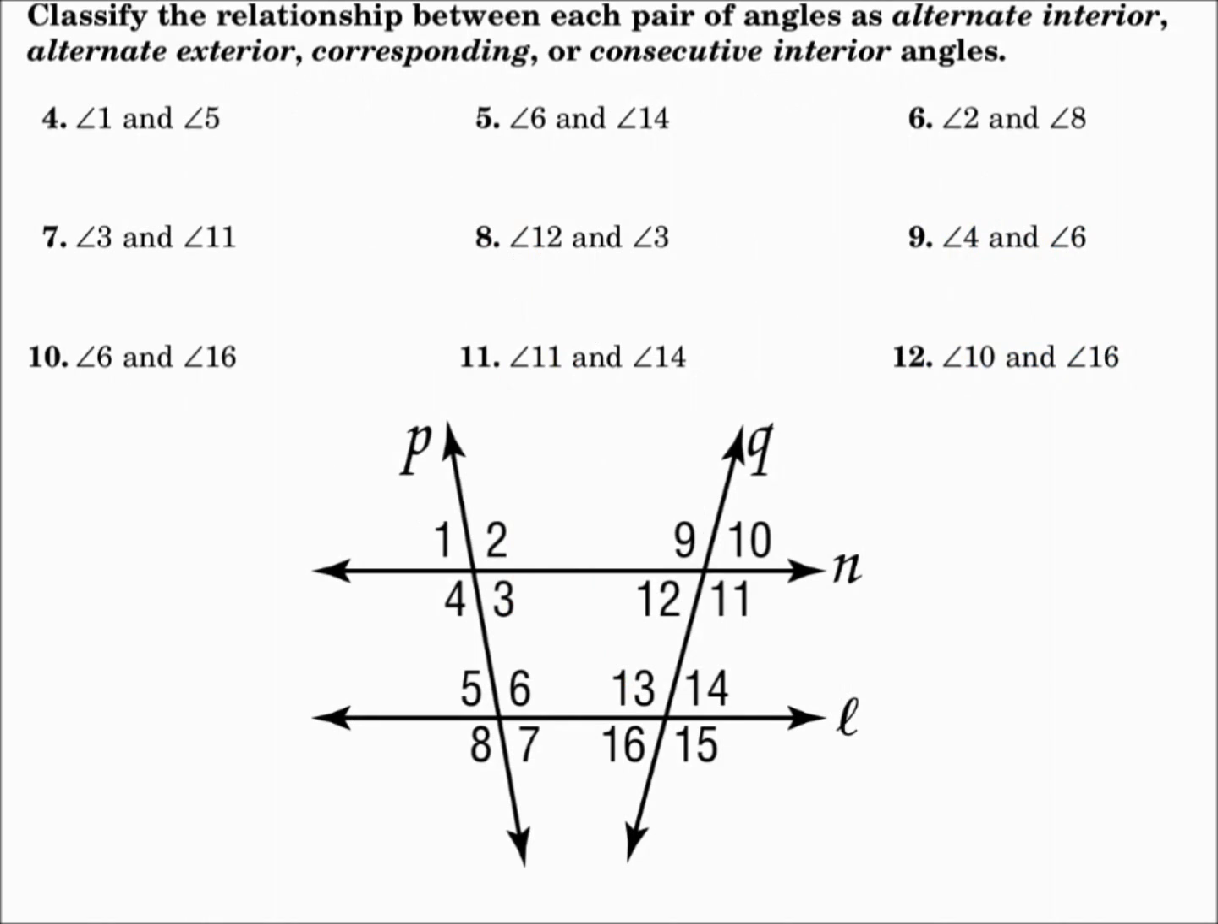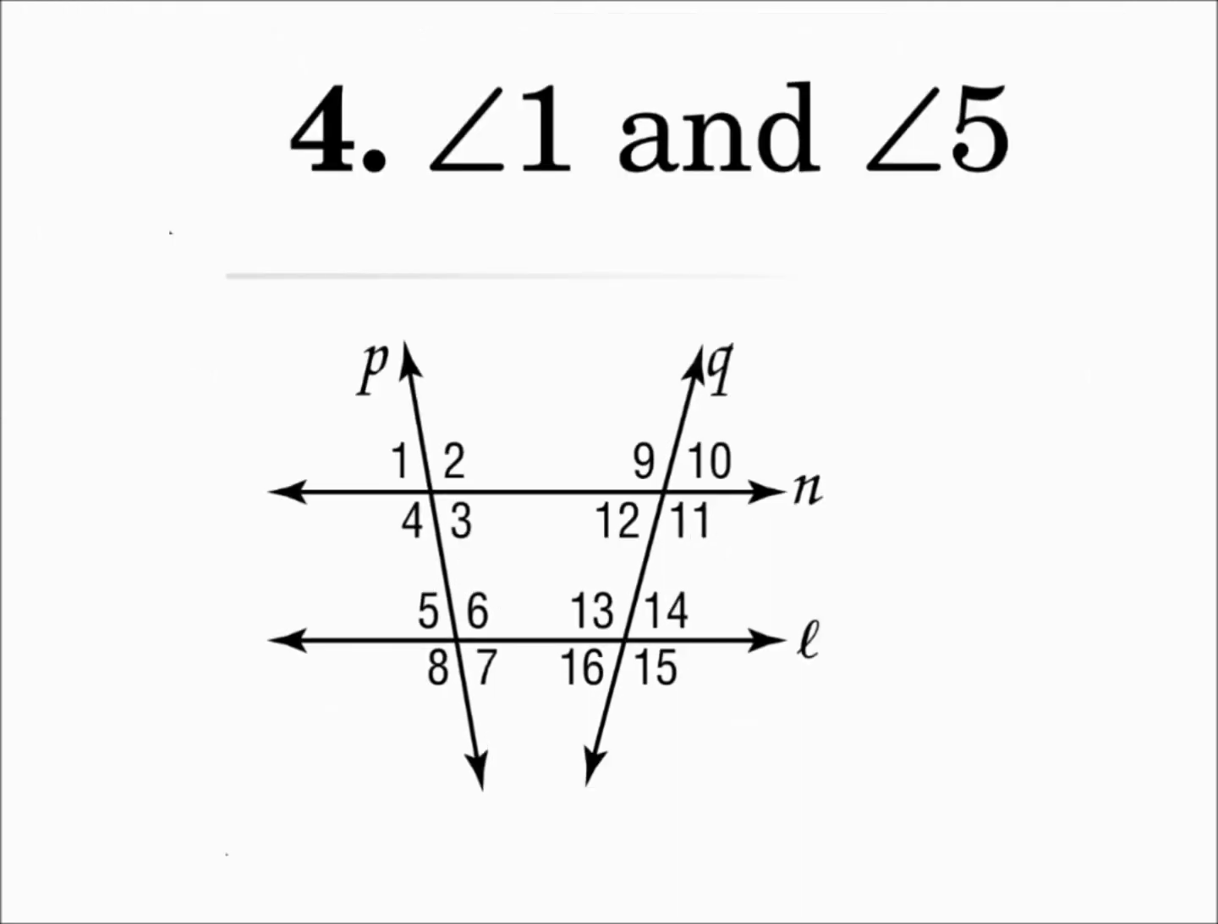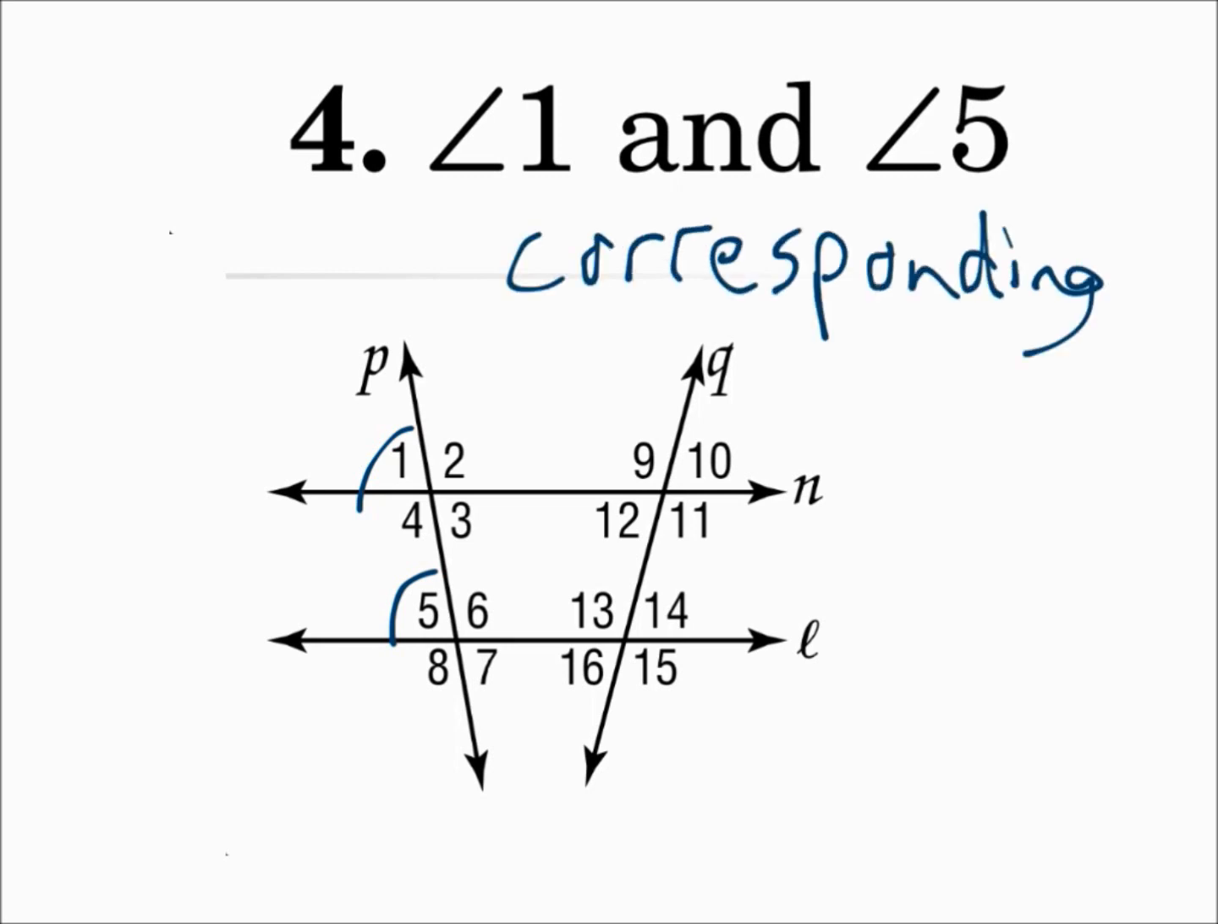Classify the relationship between each pair of angles as alternate interior, alternate exterior, corresponding, or consecutive interior angles. Number 4, angle 1 and angle 5. Well, those are both in the top left of their set of angles. When they're in the same position, they're corresponding angles.